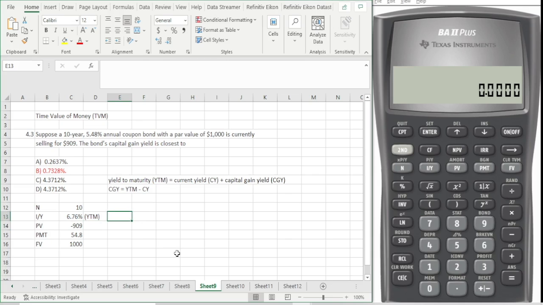Let's figure out current yield. Annual coupon payment divided by current price. 909. Enter. This will be our current yield.